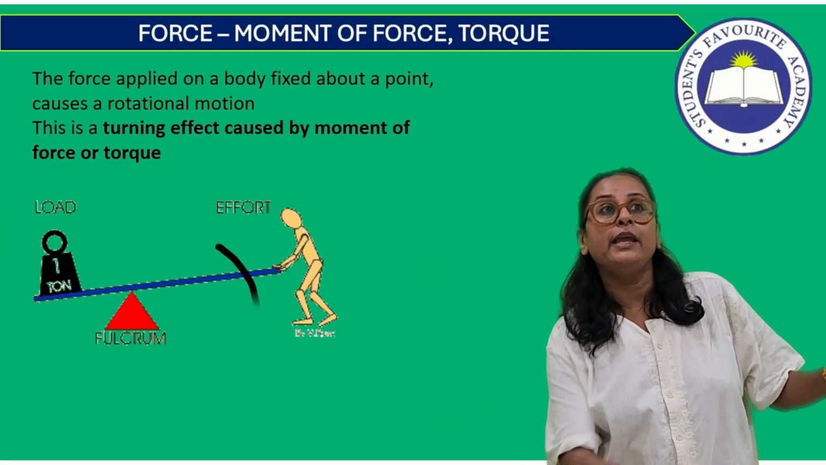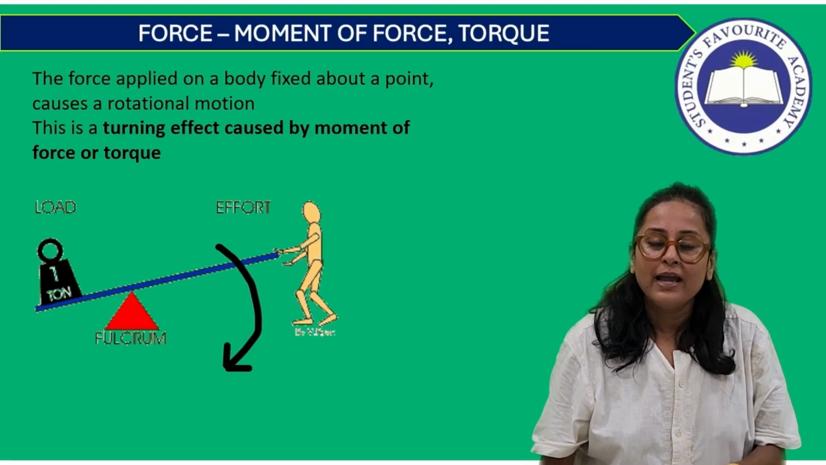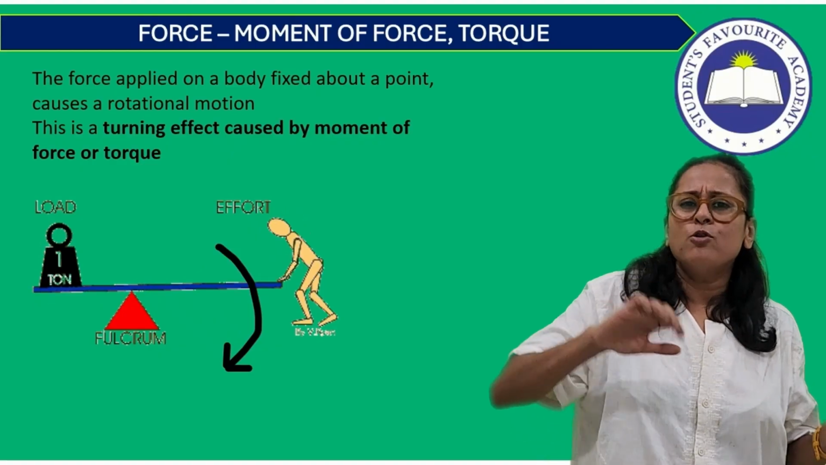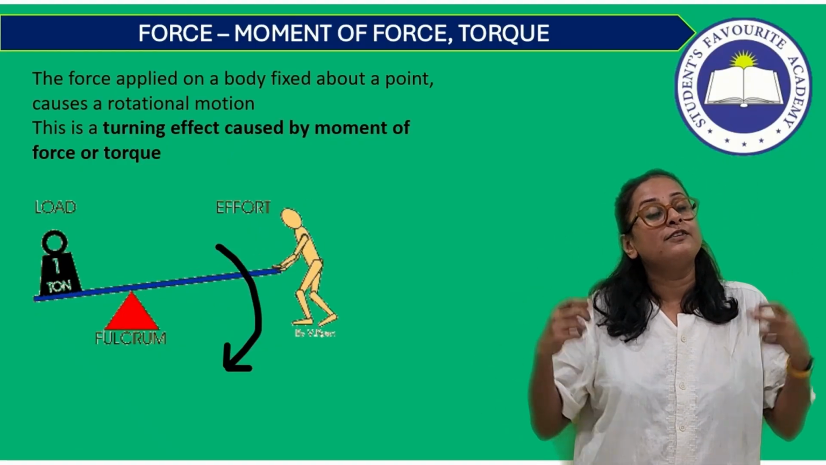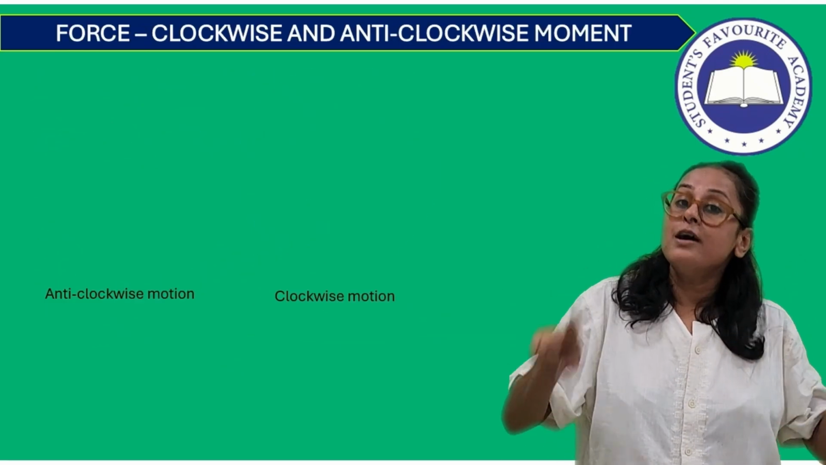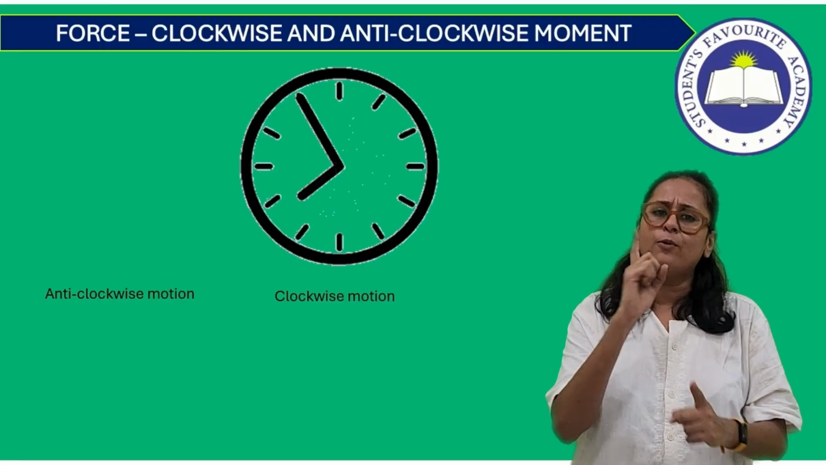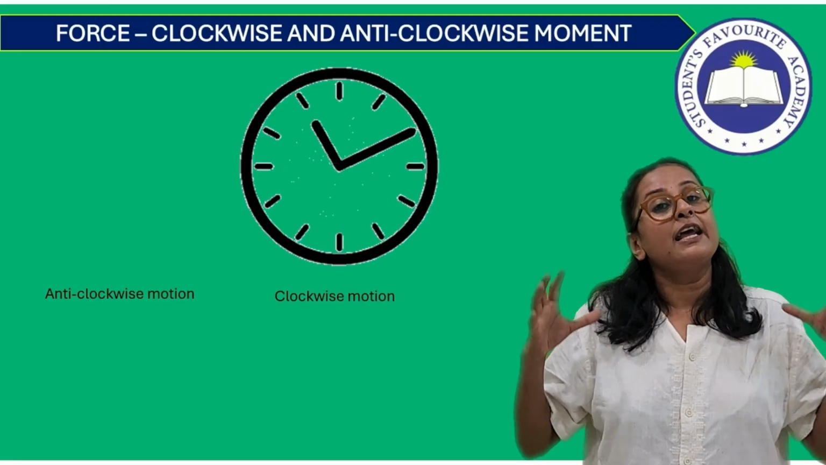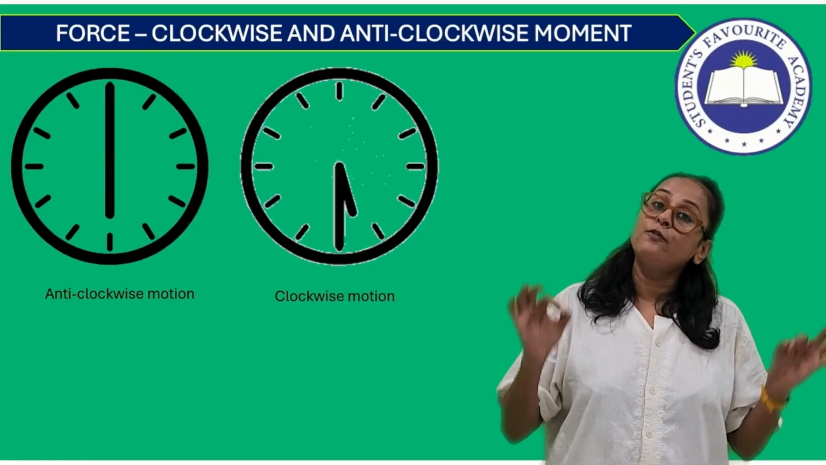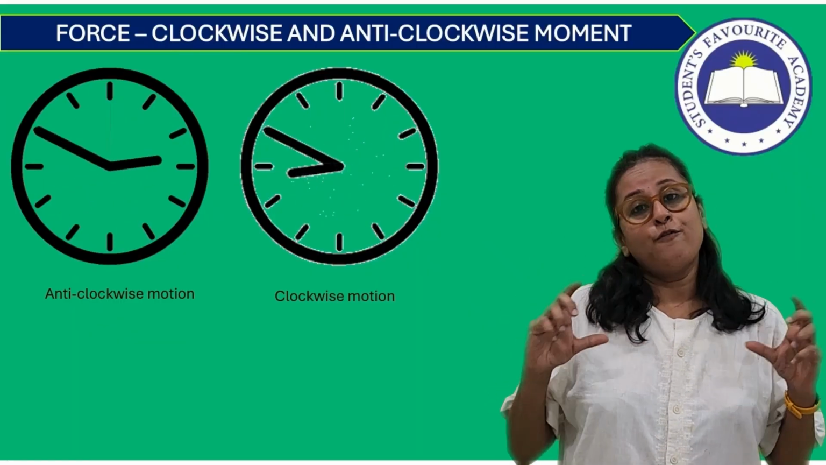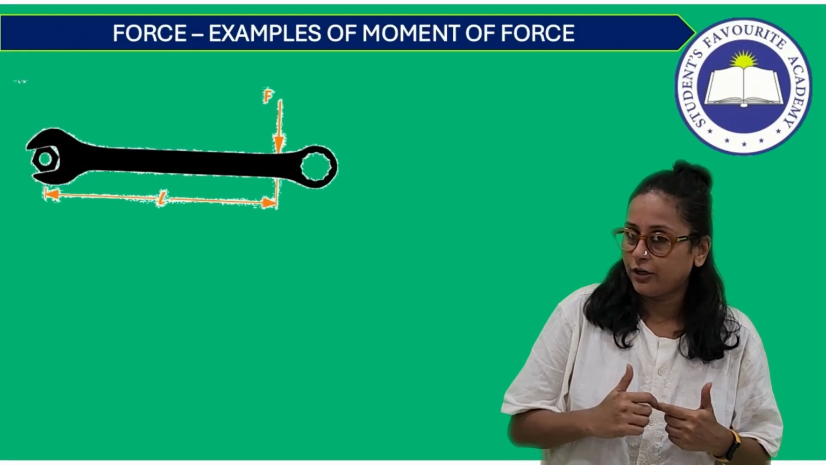It is either moving clockwise or anti-clockwise, isn't it? So this type of motion is a rotational motion, can we say that? This type of motion, which is caused by a force on a body which is moving about a fixed point, one point is fixed, that type of restricted motion is caused by the moment of force. This moment of force is also identified by another term which we call torque.